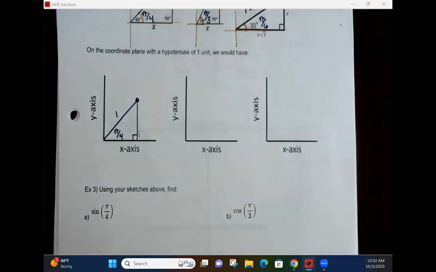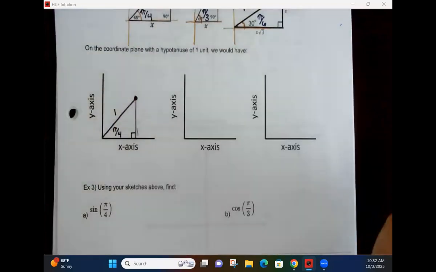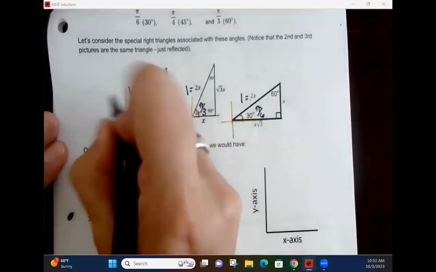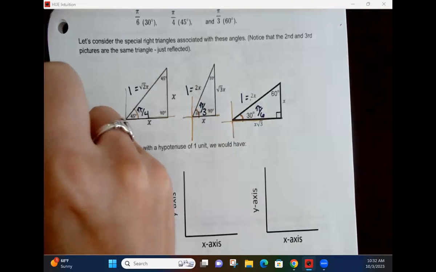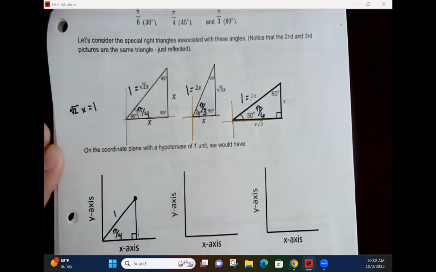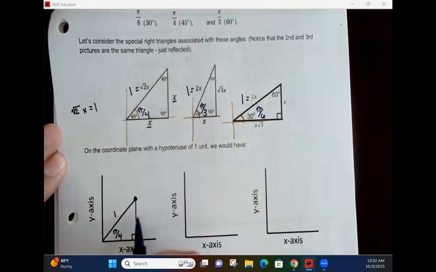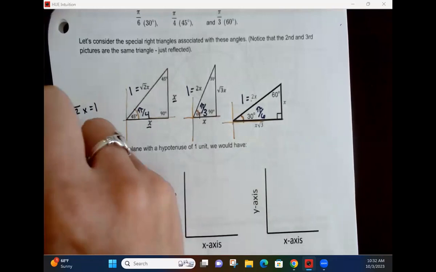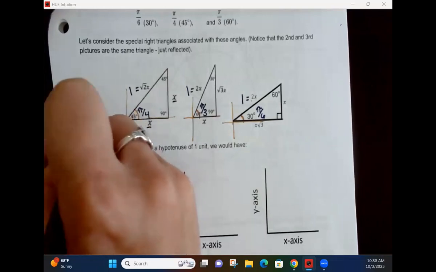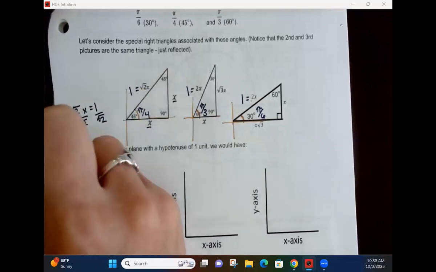Since we know stuff about 45, 45, 90 triangles, I can figure this out. I know that root 2x is equal to 1. So if I want to know what x is to figure out my other sides, my x and my y, we just solve for x. Divide both sides by root 2.